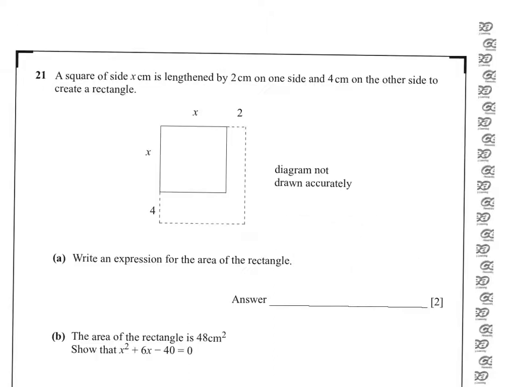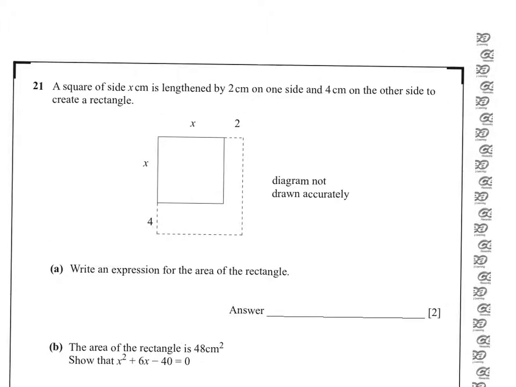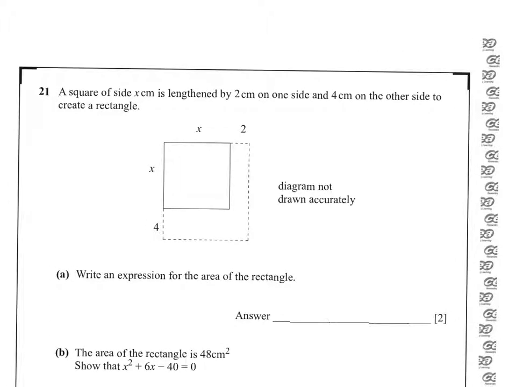is 24,520. One side of the rectangle is x plus 2, and the other side is x plus 4, so the area is x plus 2 times x plus 4.